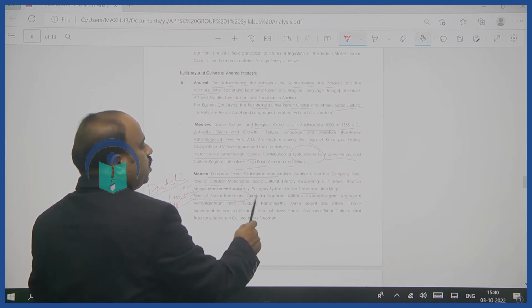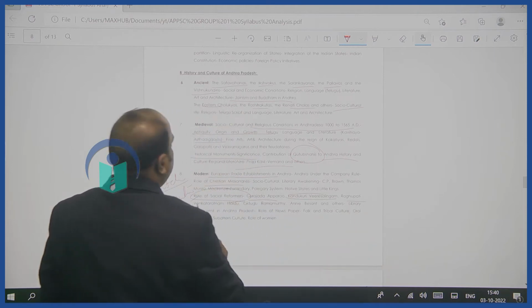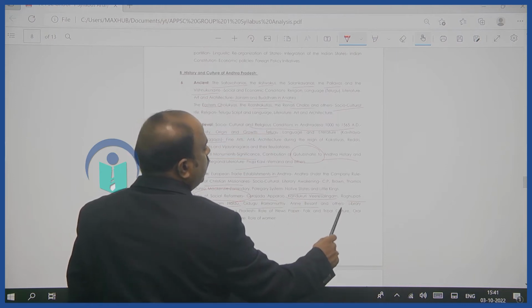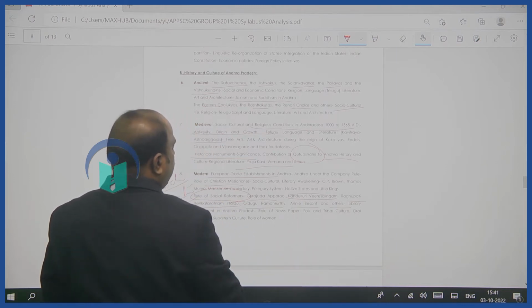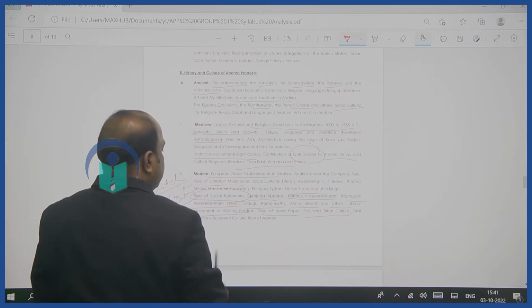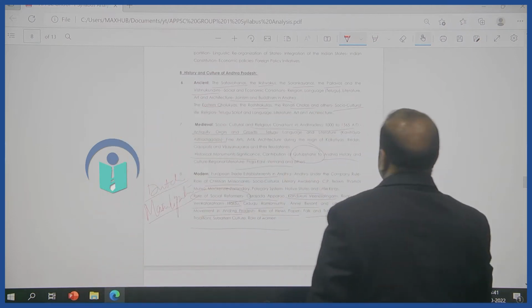of social reforms in Andhra Pradesh: Gurajada Apparao, Kandukuri Veeresalingam, Raghupati Venkataratnam Naidu, Gidugu Ramamurthy, Annie Besant, others. Okay, then library movements in Andhra Pradesh, role of newspapers, folk and tribal culture, oral traditions, and subaltern roles and role of women.